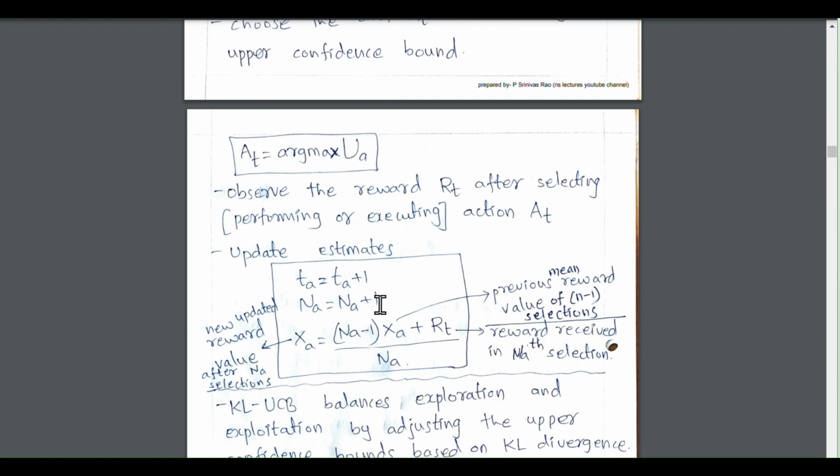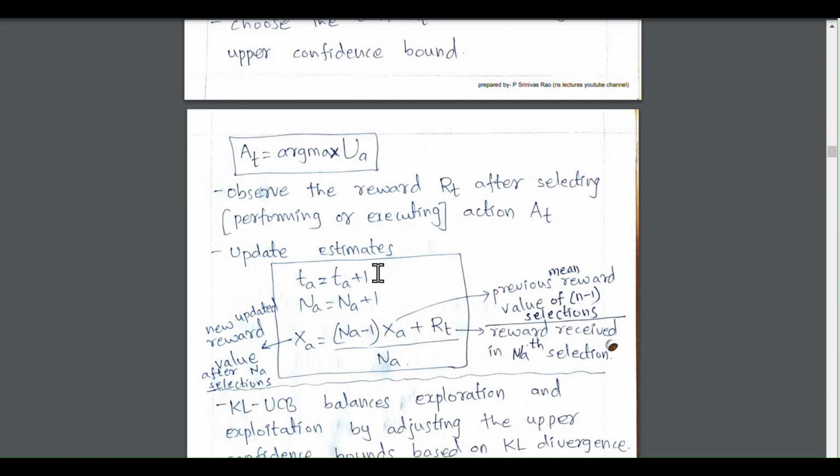The other point is update. After selecting each action, it is used to update the values like rewards, actions and time. It will be updating it. And the algorithm computes the KL-UCB index for each action, which represents the maximum potential reward minus the KL divergence between the empirical and predicted distributions.